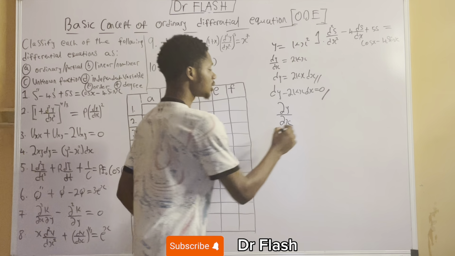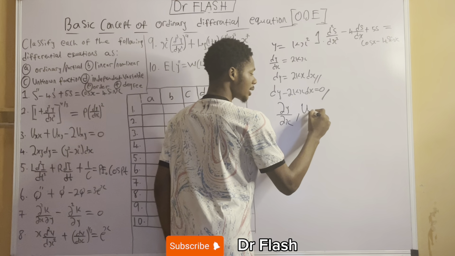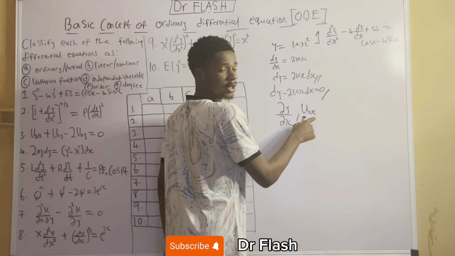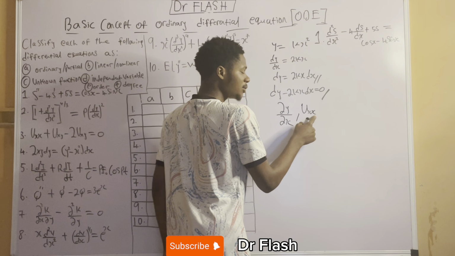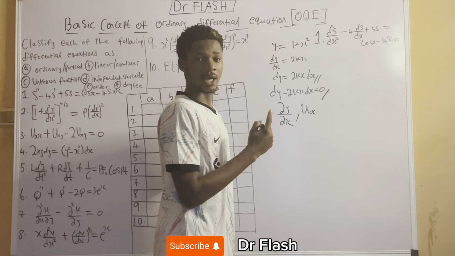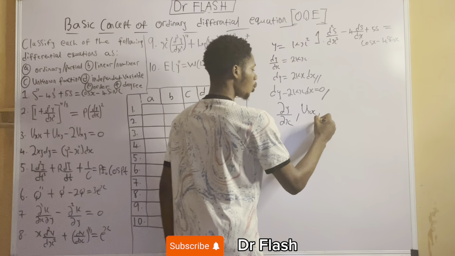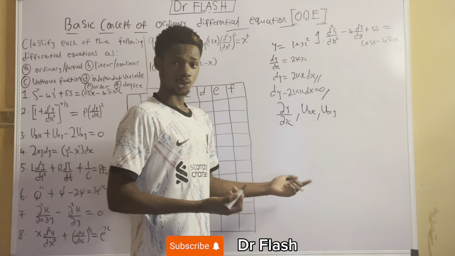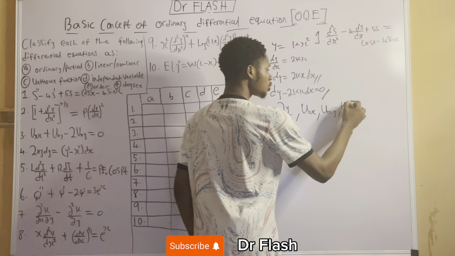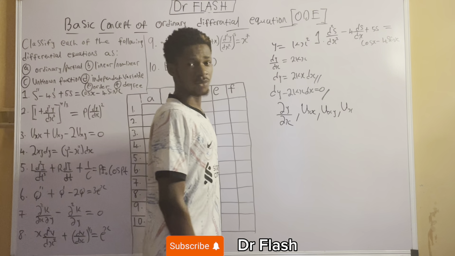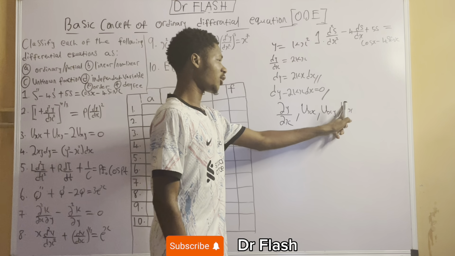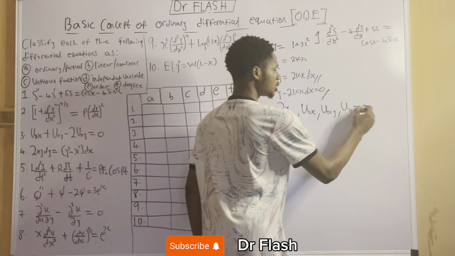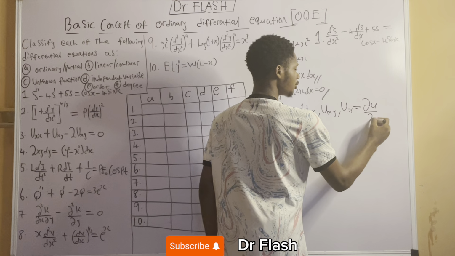Another way it could be written could be u double x. Okay, once you see u double x, it simply means this one has been differentiated twice partially. Now when you see uxy as well, it means it has been differentiated what now? Twice partially. But when you see a single one, it simply means we're having what now? Partial derivative of u with respect to x.